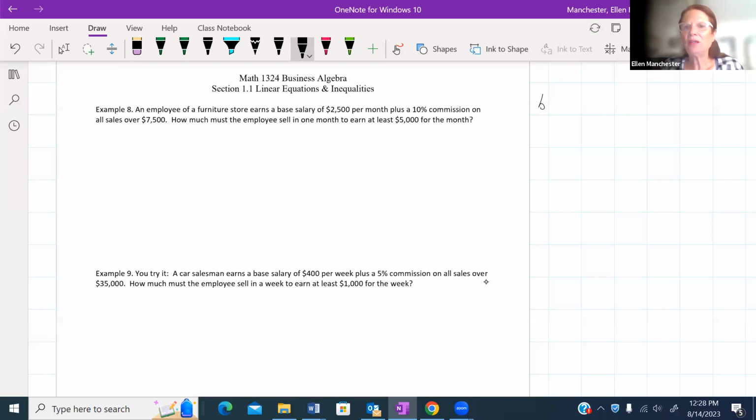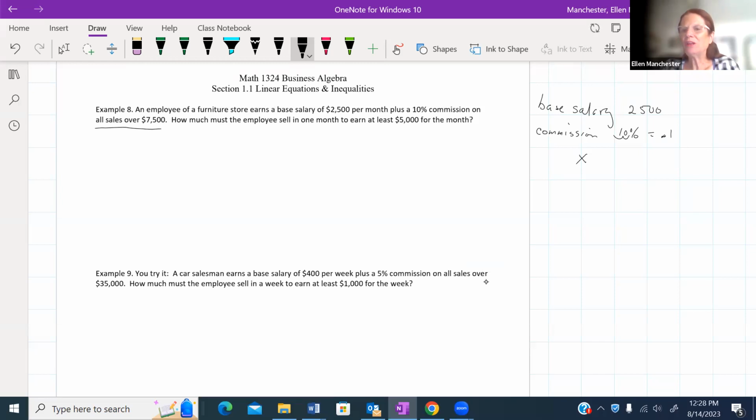We have a base salary of $2,500. Okay, that means they're going to earn their $2,500 whether they sell anything or not. All right, they have a commission of 10%, which is 0.1. So remember, you take your decimal, you move it over twice. Okay, so 10% on everything over 7,500. So if we're selling stuff, anything over 7,500 is going to be where we're earning our commission.